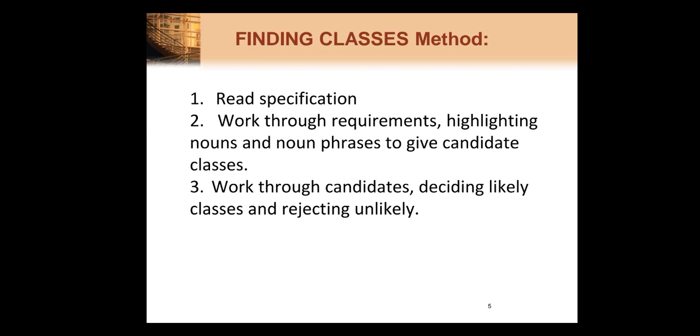Then work through the candidate classes, deciding the likely classes and rejecting the unlikely ones. That means once you have decided on the classes, you have to find out which classes collaborate more with each other, and then select those classes. If a class does not collaborate with the others, then reject that class.